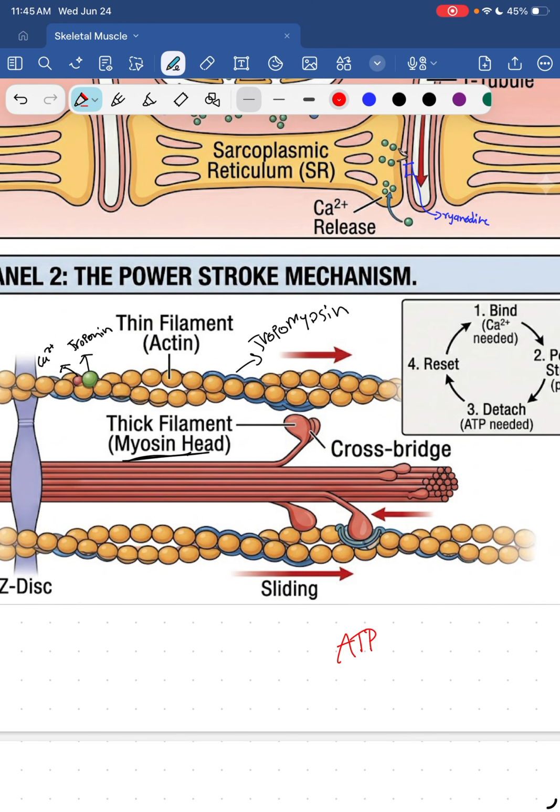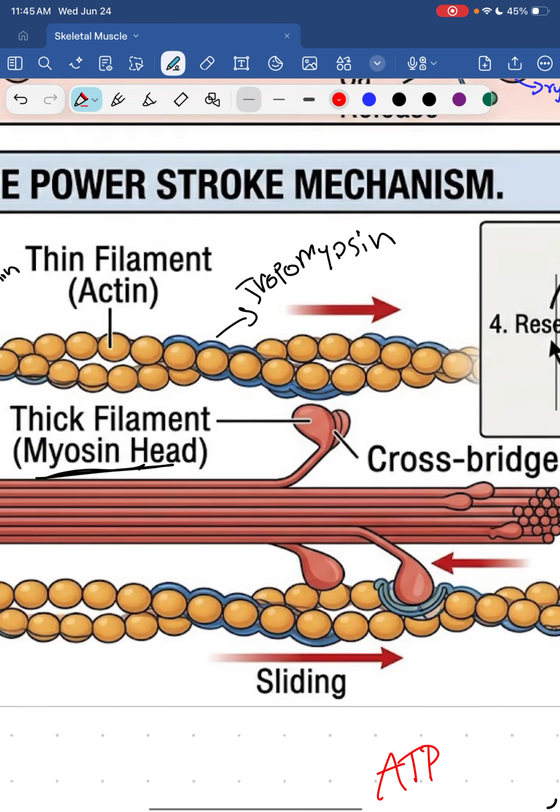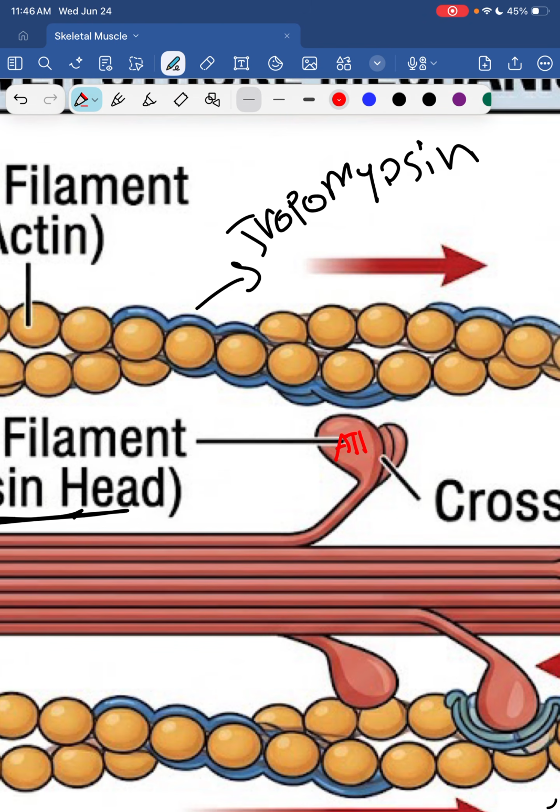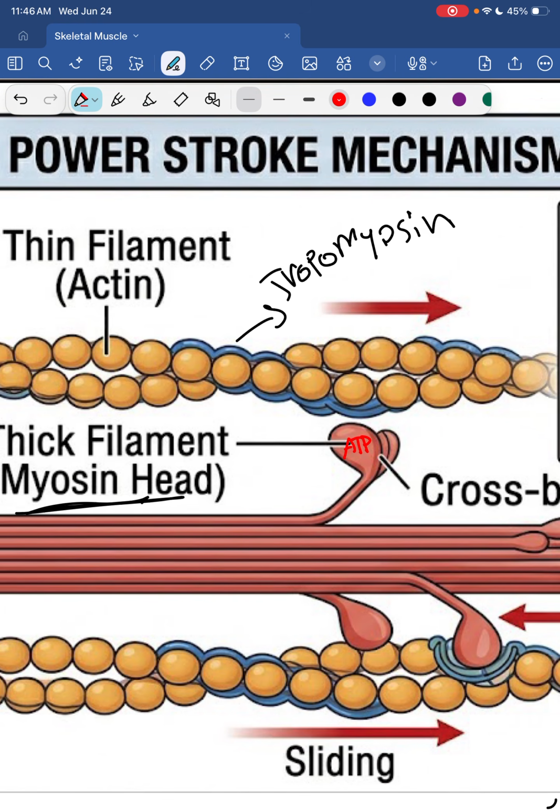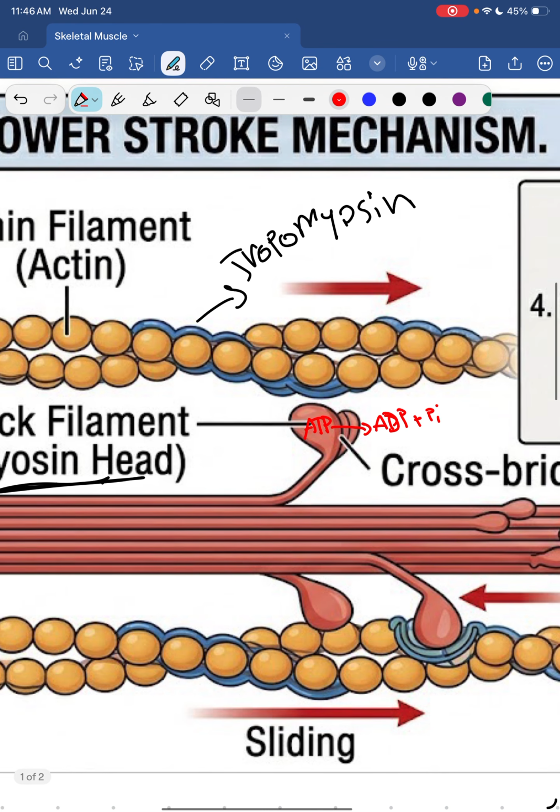So what happens is, in its unbound position, ATP is bound to the myosin head. This causes the myosin head to just be charged, not actually connecting to that actin head or actin molecule. Then what happens is this ATP gets hydrolyzed into ADP, plus an organic phosphate. And this is what actually causes the myosin head to bind right over here, and actually causes the muscle to shift or contract.